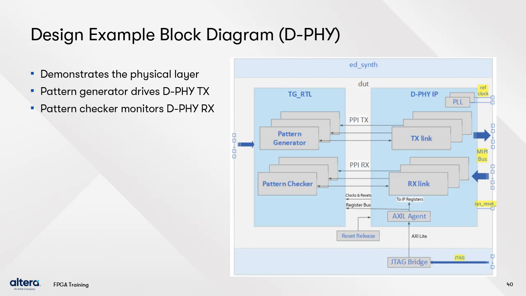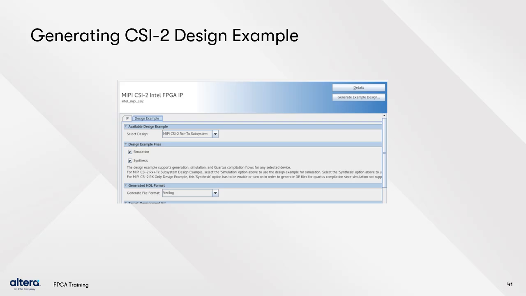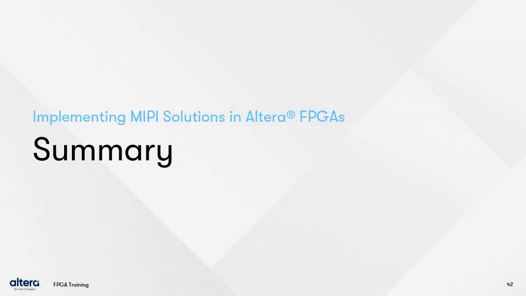functioning, pre-configured physical layer. With all MIPI IP, generate the design example from the Design Example tab in the Parameter Editor. The screen capture on this slide shows the CSI2 parameter editor. Select whether you want the synthesizable or simulatable model, or both, and then choose the HDL language for the model, Verilog or VHDL. Click on the Generate Example Design button at the top of the window and specify the target directory. See the user guide for the IP you're using to see instructions on how to launch the simulation with different supported simulation tools. This concludes our look at implementing MIPI solutions in Altera FPGAs.